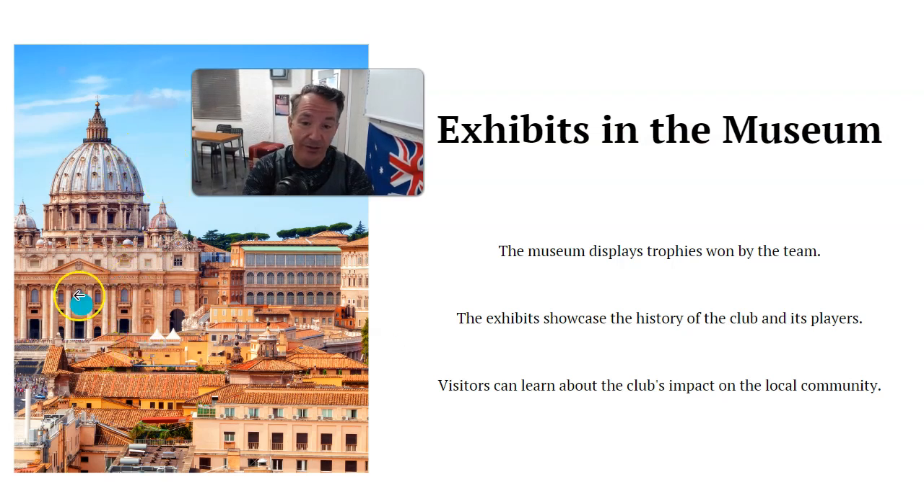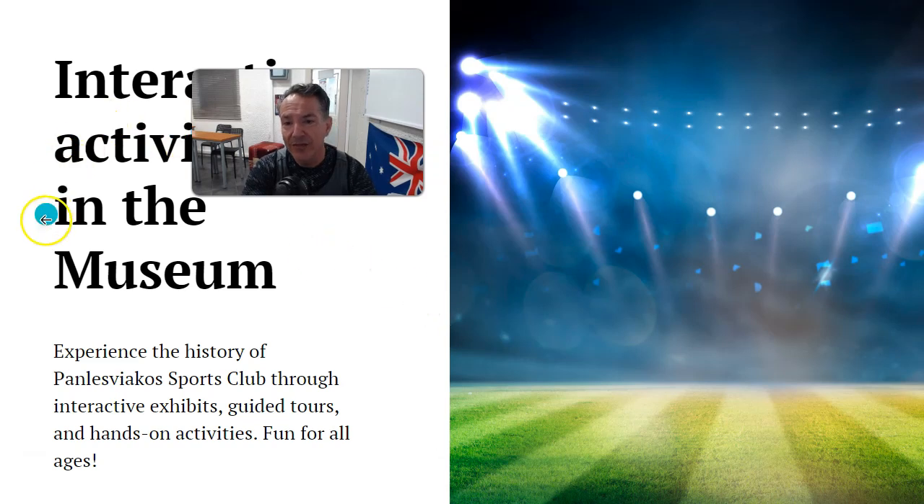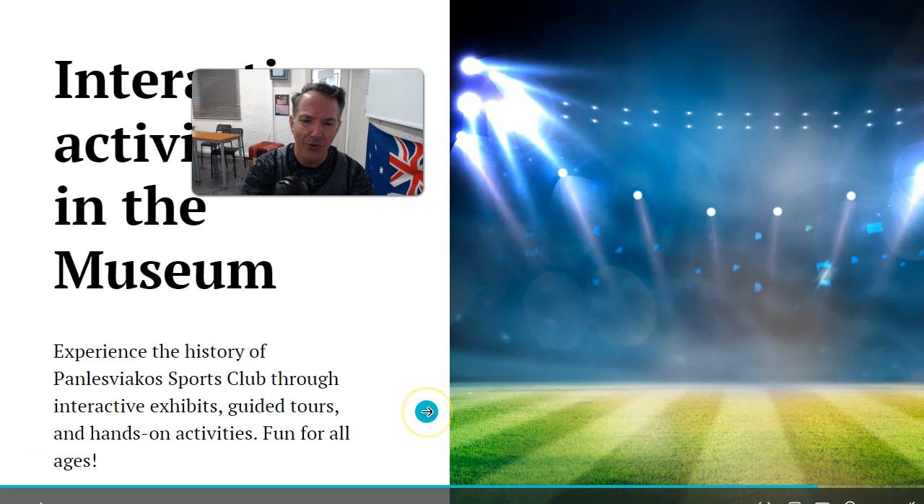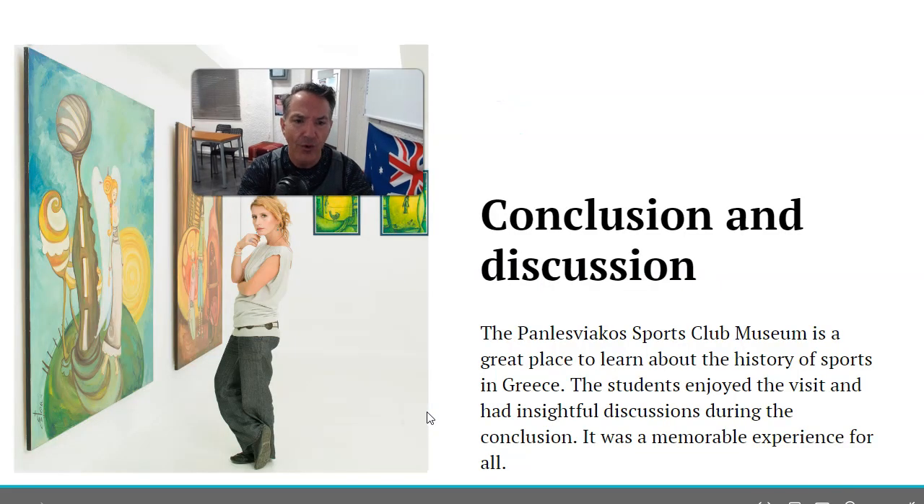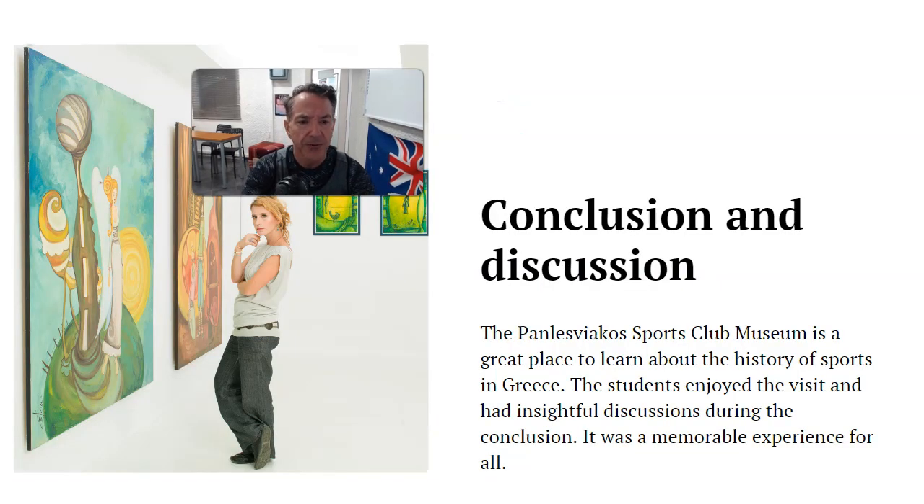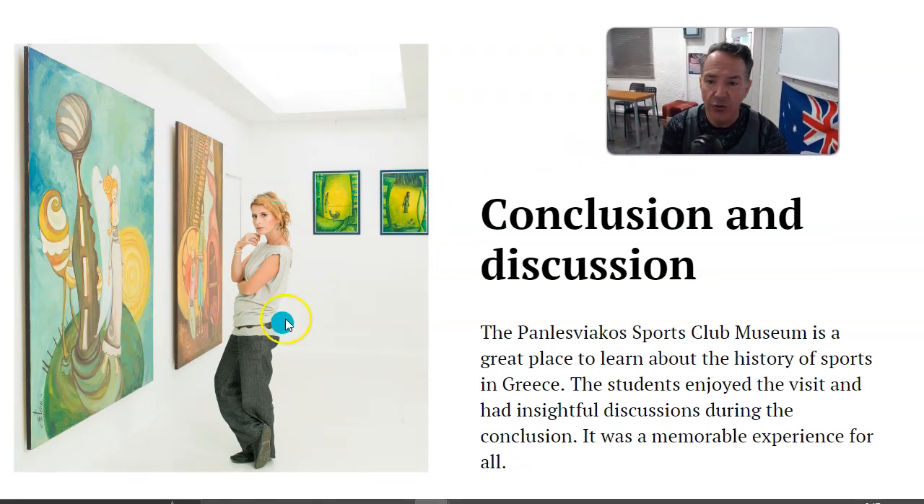This is actually an image which doesn't really represent anything, but it's not the point. Interactive activities in the museum. Experience the history of the Olympiakos Sports Club through interactive exhibits, guided tours and hands-on activities. Fun for all ages. Conclusion, discussion. So basically, this created an intro presentation, just taking a few words. I'm amazed, yeah? We're looking for these really cool AI apps, and they're already there in our face, and they're just so easy to use.